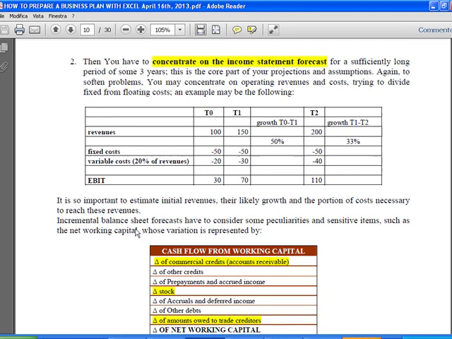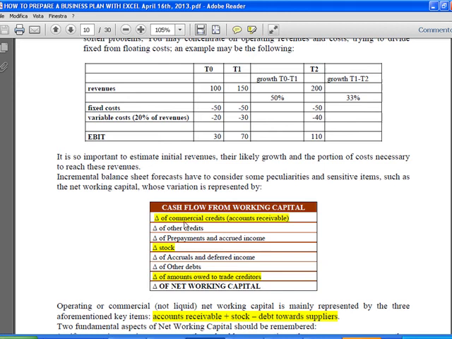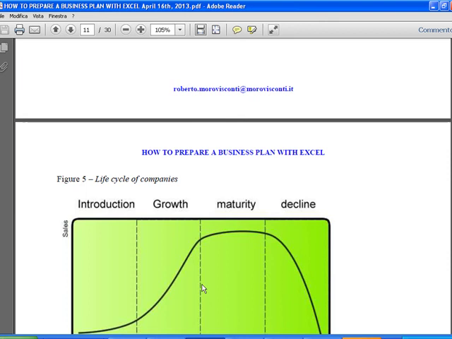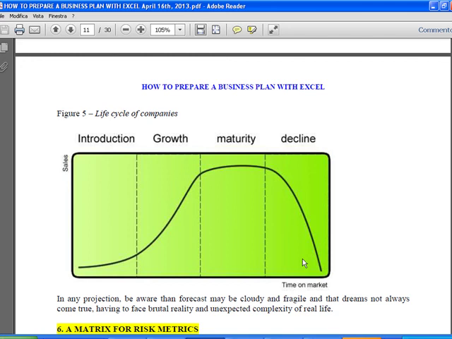Incremental balance sheet is represented by this. You can have cash flow from working capital, difference of credits, accounts receivable, stock, accounts payable, and then difference of net working capital. Here you have a representation of how net working capital works. And you also have to consider the life cycle of companies: introduction, growth, maturity, and then typically decline after maybe a long period of success.